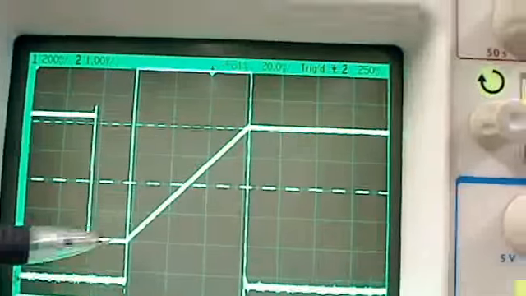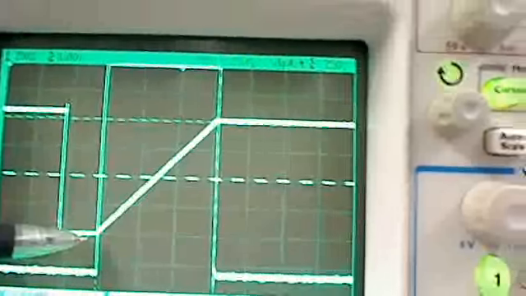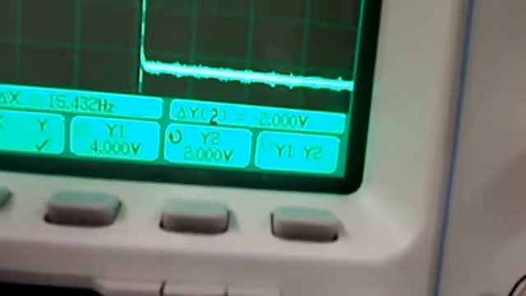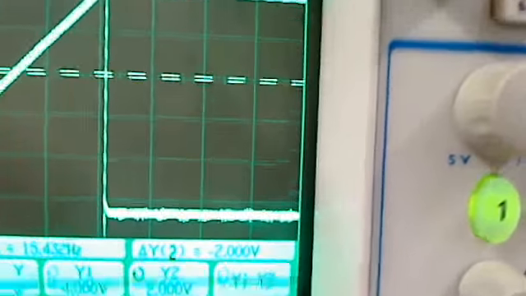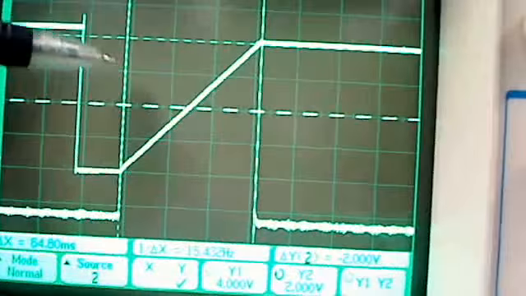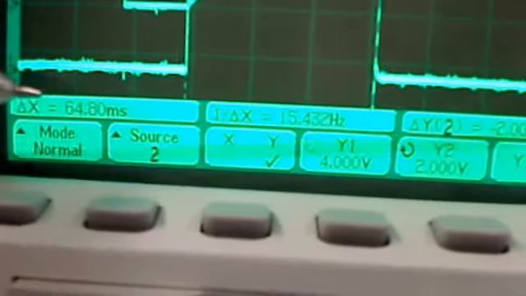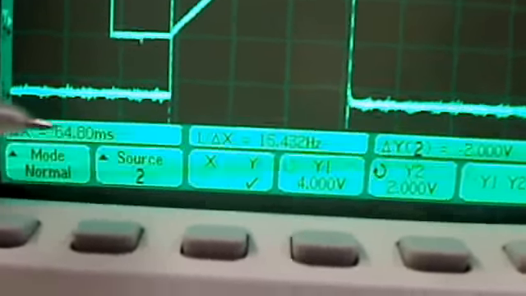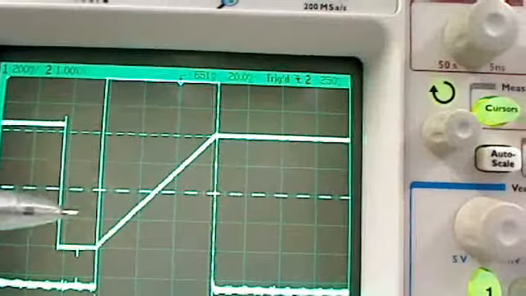and in this case you can see that the integration is going from 0 volts up to 4 volts. We have the cursor set on the second trace for 4 volts. Here it is, 4 volts. And if you look, we have the X cursor set to measure the time of the integration period, and you can see we have it set for 64 milliseconds. So 64 milliseconds is going to 4 volts.